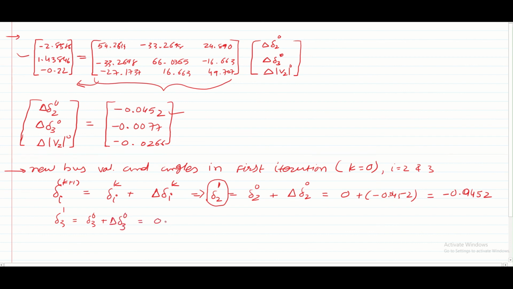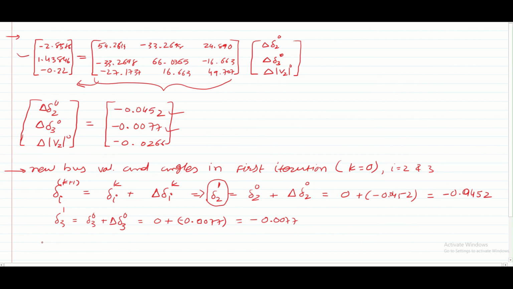So here we have 0 plus delta 3, which is minus 0.0077. So the final answer is minus 0.0077. Okay. In the same way we can calculate the voltage at bus number 2 after the first iteration.